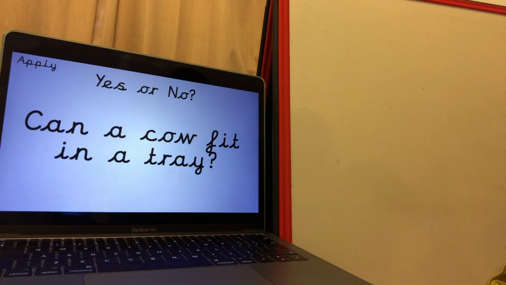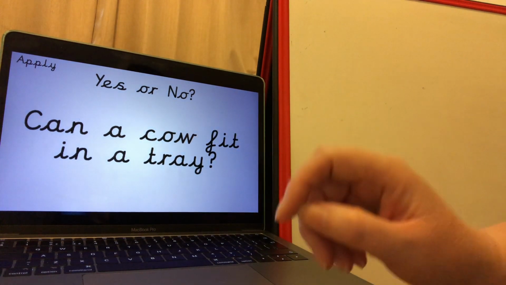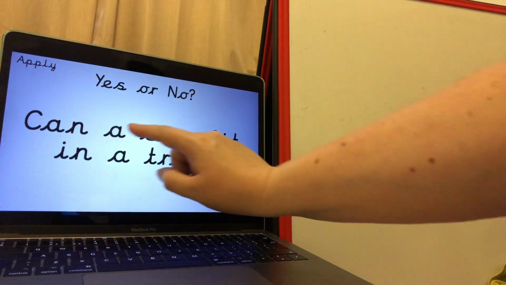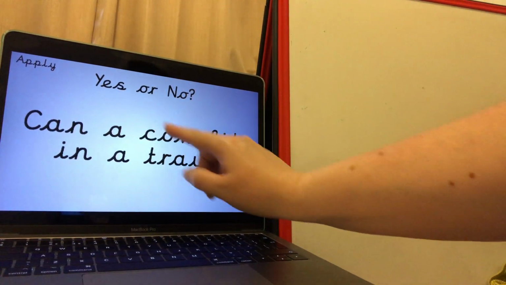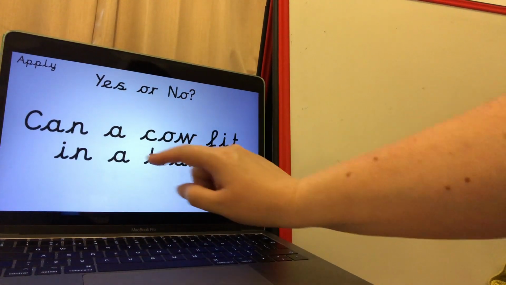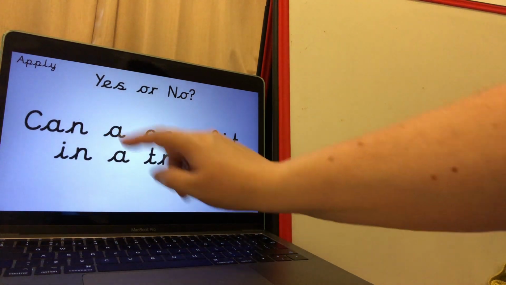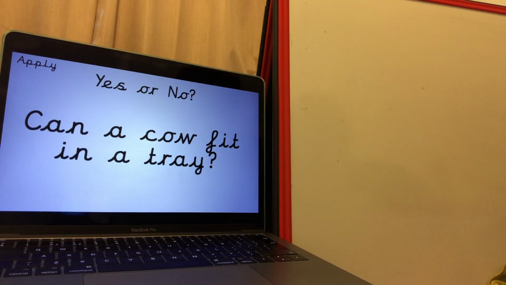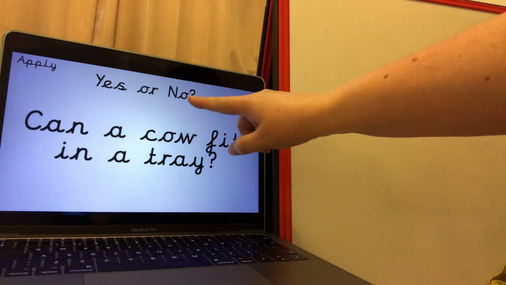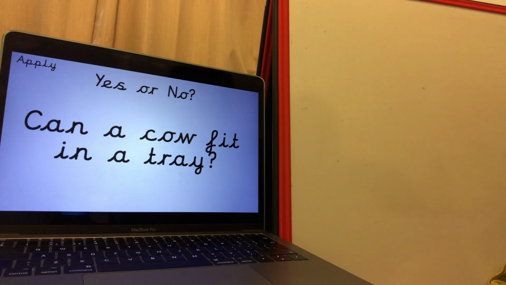And here's the last question for the day. Can you pause the video while you read it and decide if the answer is yes or no? Okay, so the question says, can a cow fit in a tray? Can a cow fit in a tray? Think about your tray where you keep your books at school. Could you put a real cow in there? No, a cow's much too big to fit in your tray, isn't it?